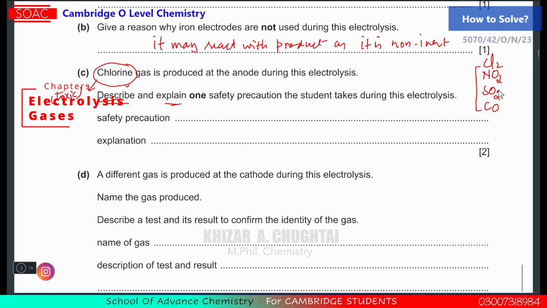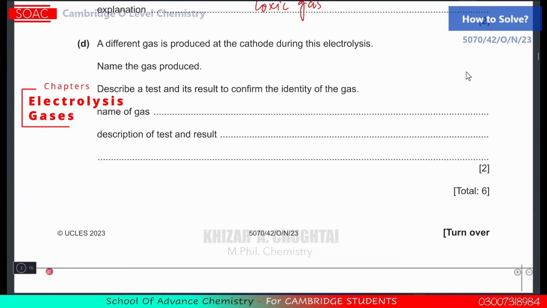gases. So in all these gases, in case of Cl2, in case of NO2, in case of formation of SO2, in case of expulsion of carbon monoxide, the safety precaution is basically fume cupboard. Or you can also use a ventilated room or ventilated place. But the reason behind it, as I told you, these all are basically supposed to be toxic gases.